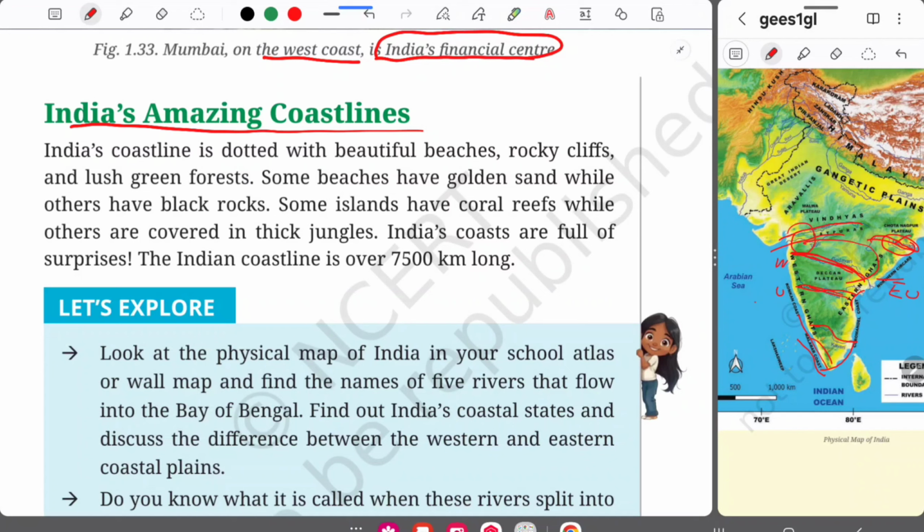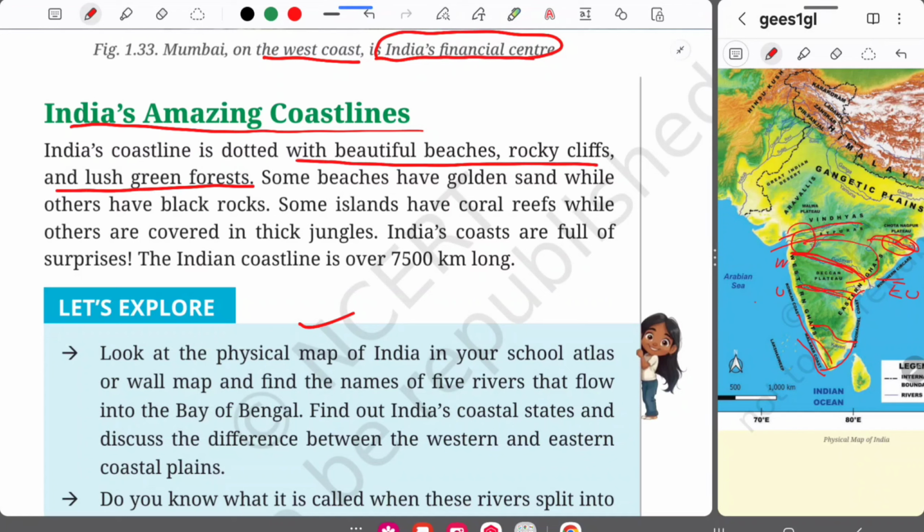So next, let us see about India's amazing coastline. That was all about the Western Ghats and the Eastern Ghats. I hope it was clear, isn't it? We are also again going to differentiate between the Western Ghats and Eastern Ghats. Questions have been given here. India's coastline is dotted with beautiful beaches, rocky cliffs, and lush green forests.